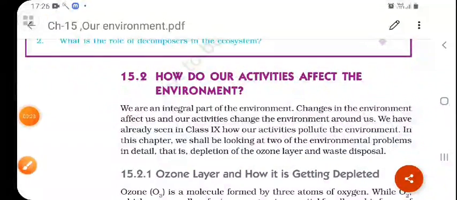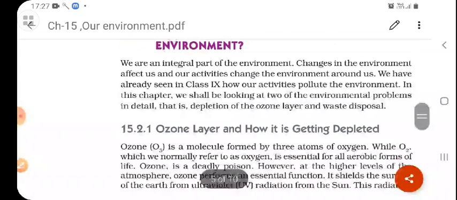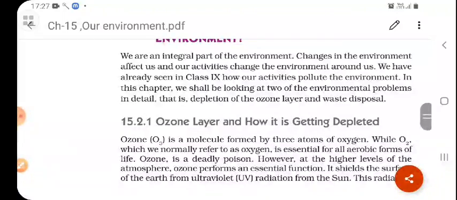Okay, and the ozone layer depletion and biodegradable and non-biodegradable things. Okay. So what are the environmental problems? As we are facing many of the environmental problems due to the burning of the fossil fuels, depletion of ozone layer, and disposal of the waste. There are many issues in our surroundings. The environment is getting polluted. Okay. So first one is the ozone layer and how it gets depleted.